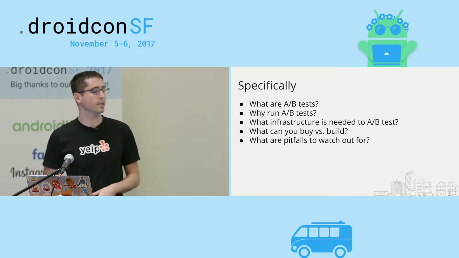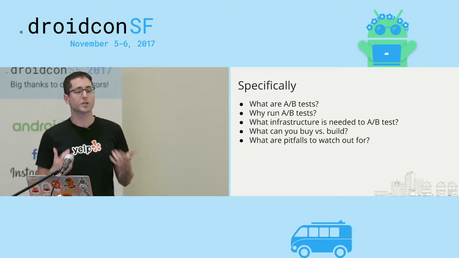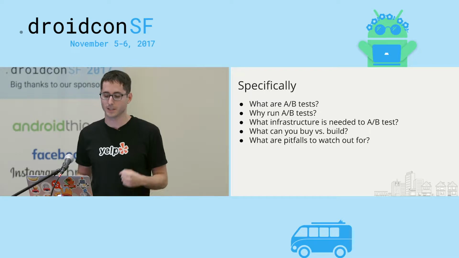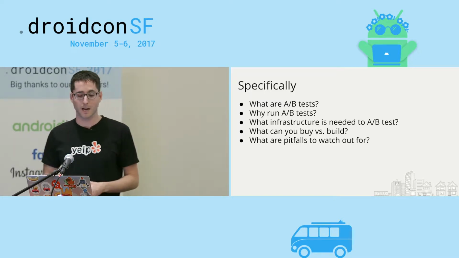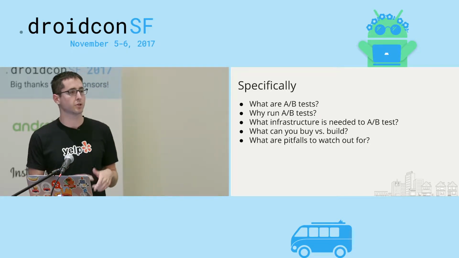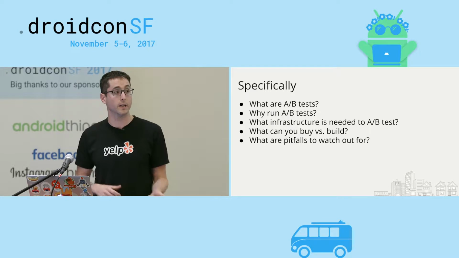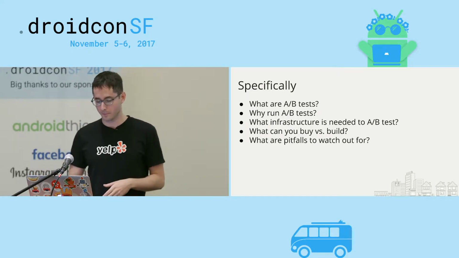Next, and the meat of this presentation, will be on what's the actual infrastructure that you need in order to run an A/B test. So if someone comes to you and says, we're going to start doing A/B testing, it's the best thing since sliced bread, what do you actually need to build in order to make that happen? And throughout the course of that, I'll be calling out which things you can buy versus which things you should be building yourself and where the trade-offs are there. And lastly, I'll be talking about some pitfalls to watch out for.